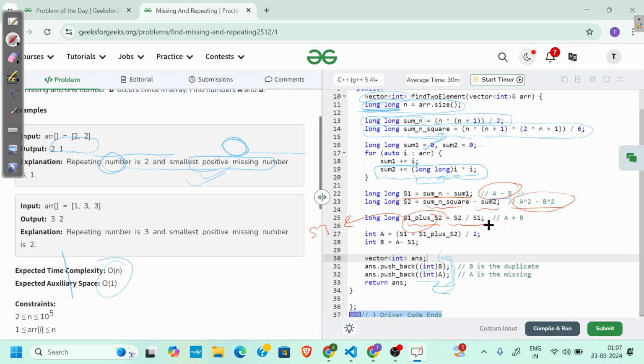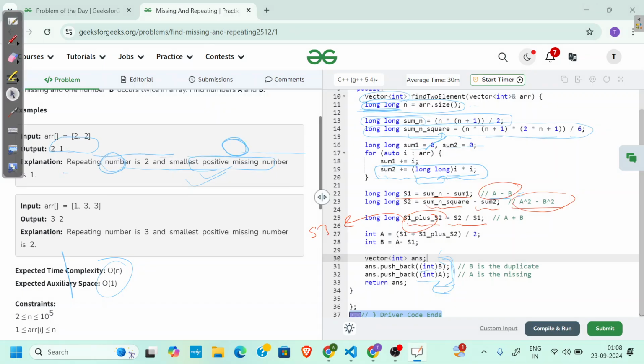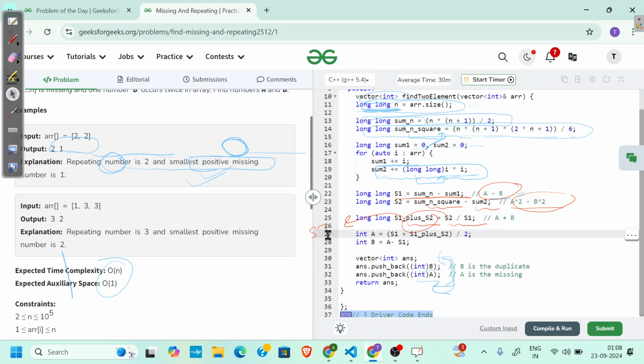So I am creating this s3. s3 is s2 divided by s1. I have explained why this s3 is required. If you know s1 and s3, what is the solution? As we have already solved, the solution for a is s1 plus s3 by 2, and for b it is a minus s1. So I'm writing s1 plus s3 by 2, and b is a minus s1.